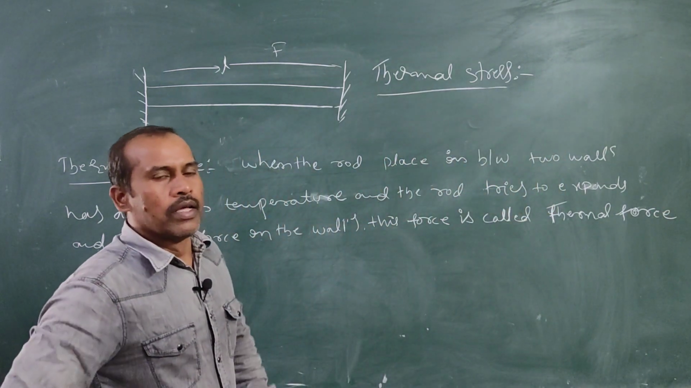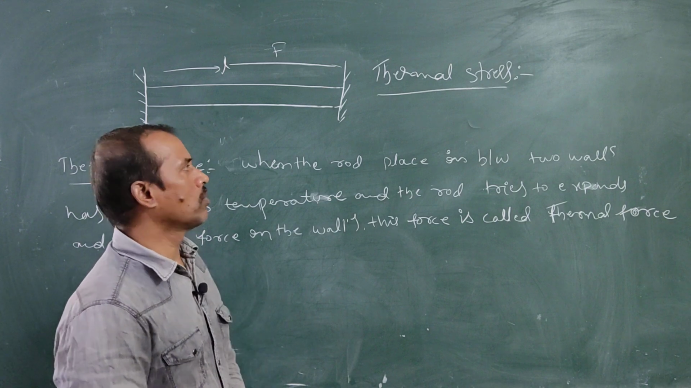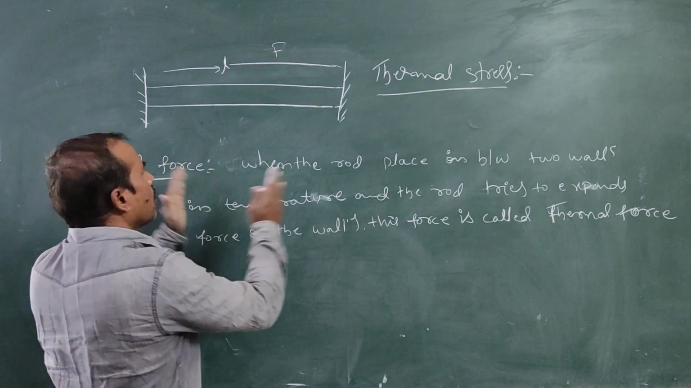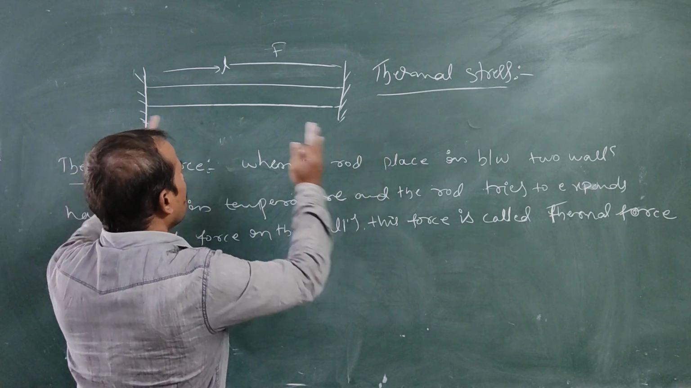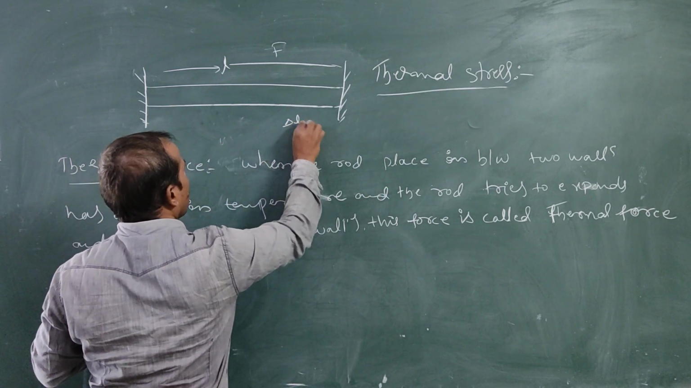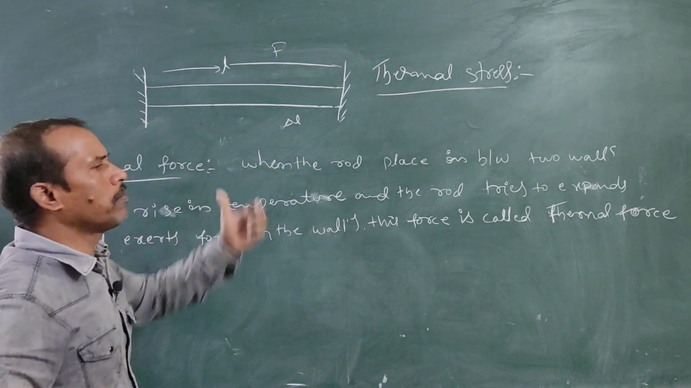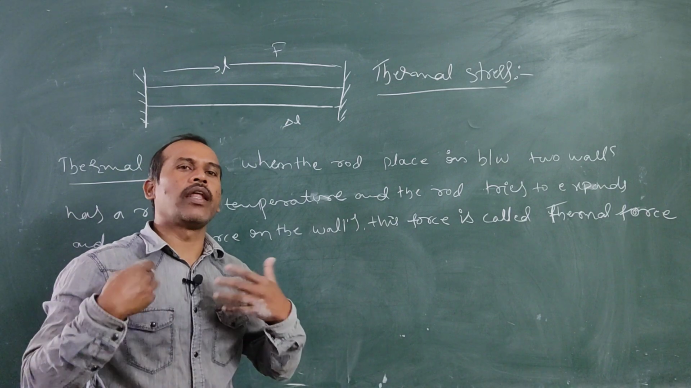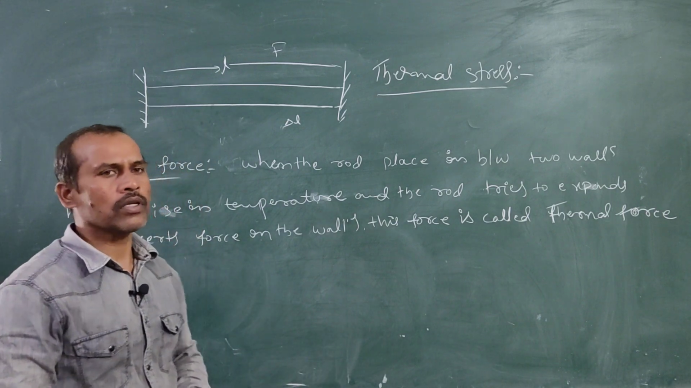Now, thermal strain. Here the initial length is L. The elongation or expansion in the rod is, for example, delta L. This delta L means expansion in the rod, and L means initial length of the rod.